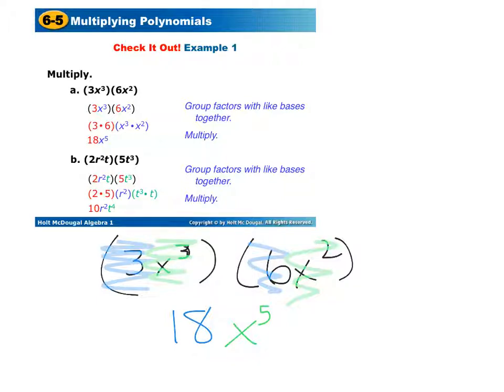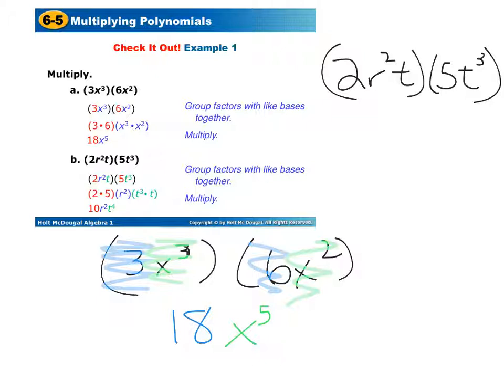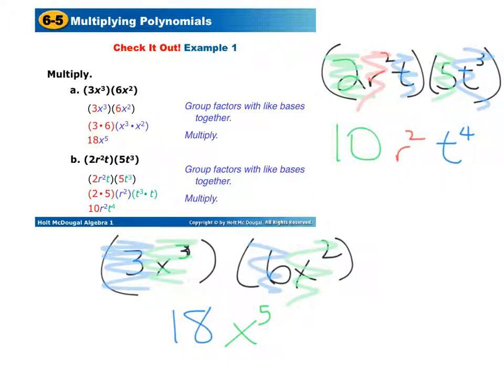Okay, for part B, I have 2 r squared t, 5 t to the third. Again, you're going to multiply the coefficients and get 10. Add the r's. There's only one r, so rewrite it in the answer. And then go back and add the t's. I have a t to the first and a t to the third. So 1 plus 3 is 4.